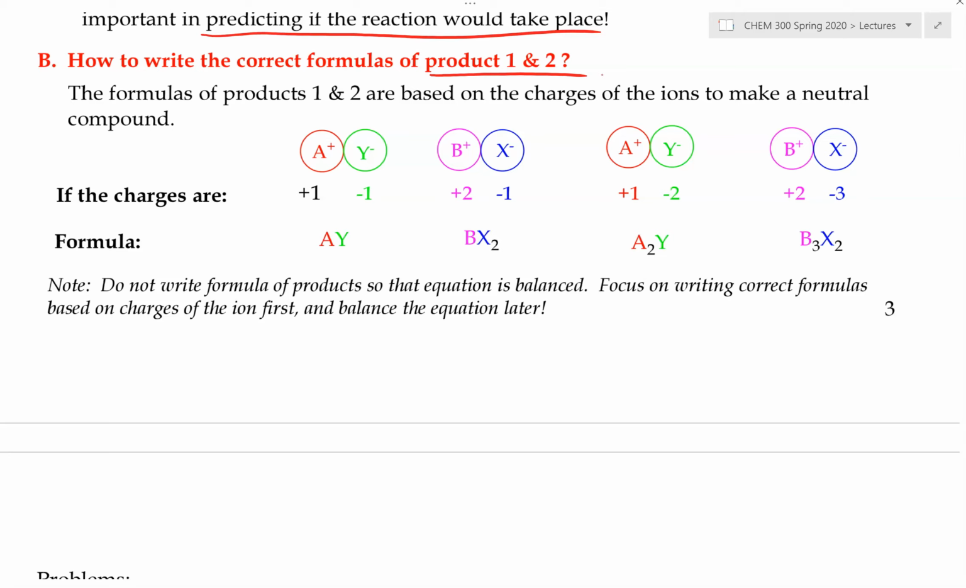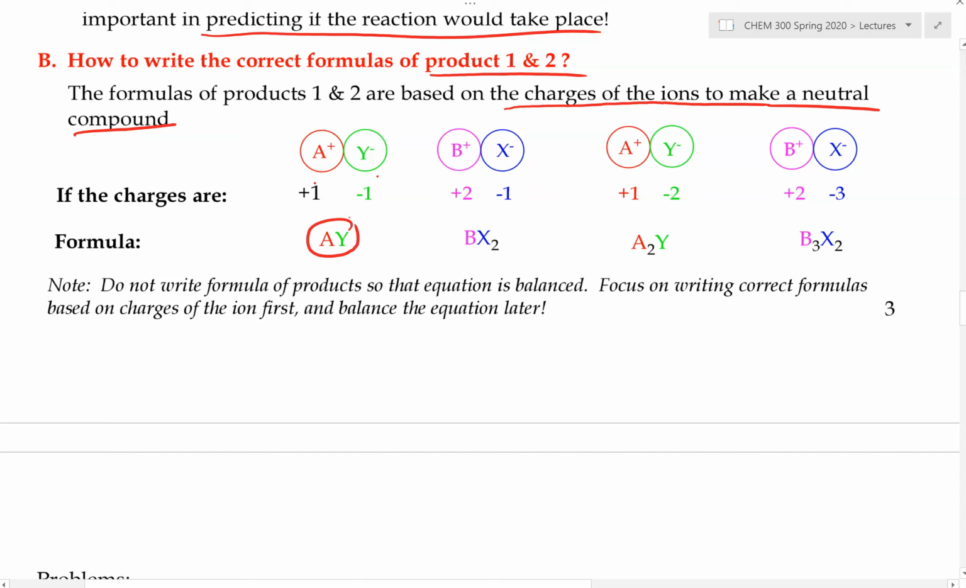This is something that we have learned and we know how to do already. If we know how to write the formula of an ionic compound, then we know how to write the formula of product 1 and product 2. So the formulas of products 1 and 2 are based on the charges of the ions to make a neutral compound. So for example, let's write the formula of the product AY. Let's say the charges are as follows: A is +1 and Y is -1. Then to write the formula of this AY product, it would simply be A1Y1, or AY.